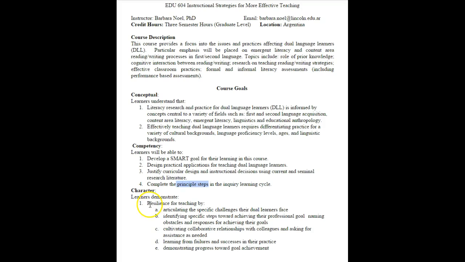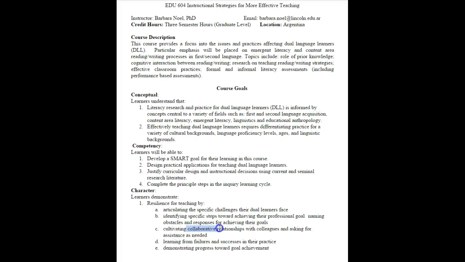For character, I'm hoping that you were able to develop a lot of resilience by working extra after work, after the long day of work, having to sit there and work on my course and on your learning, and also examining the specific challenges that dual language learners face. Also looking at the specific steps that you need to take toward completing your professional goal.